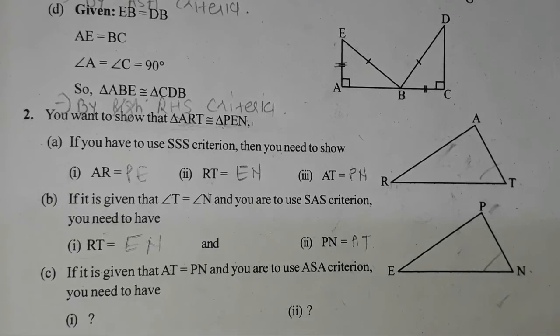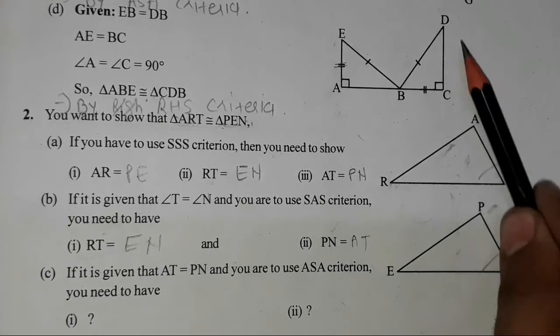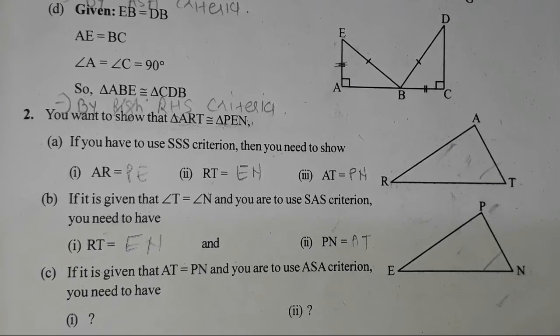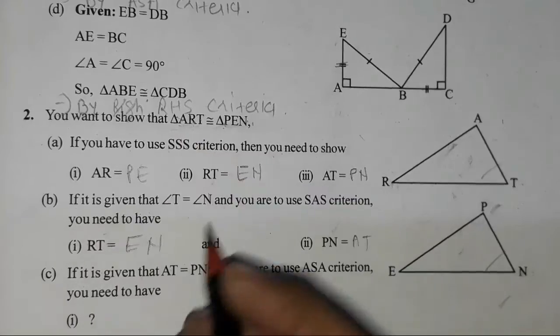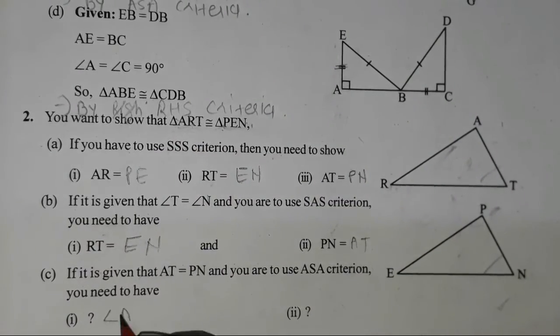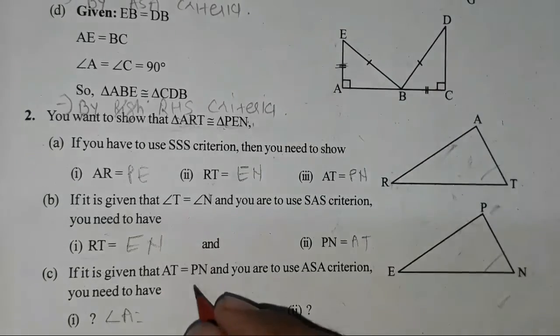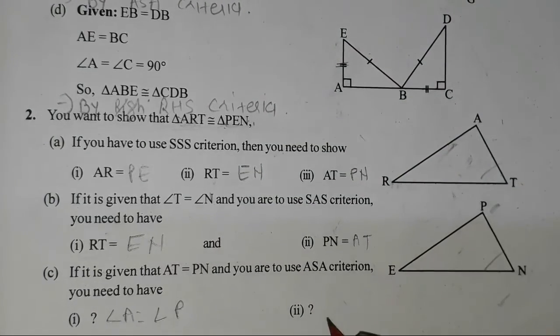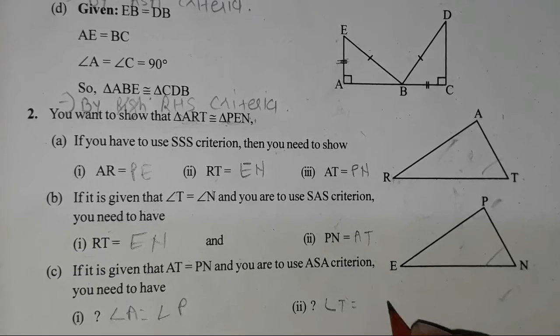For example, here it is given to you that AT is equal to PN. In the ASA criteria, we know that it is the two angles and the side included between them. Here the two angles will be formed at points A and T, and at points P and N. Since AT equals PN is given, first of all we need angle A equal to the corresponding angle P. Similarly, angle T is equal to angle N.